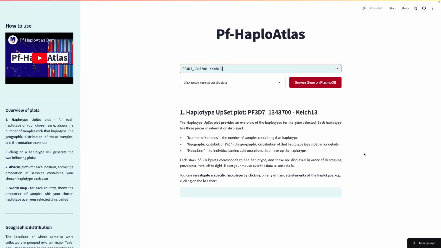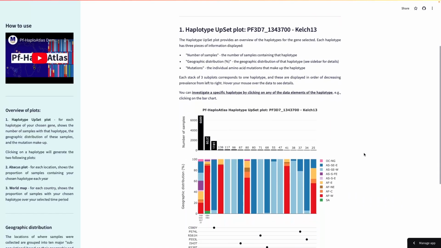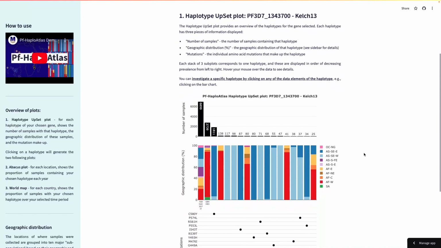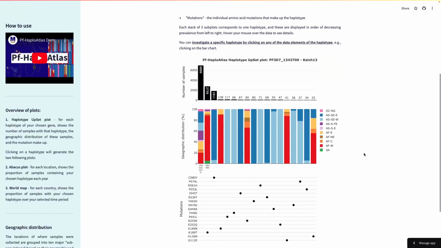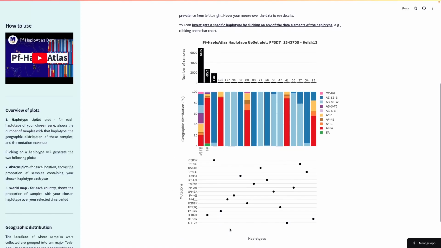Once a gene is selected, the app generates the first of 3 plots. This plot is known as the haplotype upset plot, and it gives you a broad overview of the haplotypes that were observed for the gene selected. If we take a closer look, you'll see that there are 3 subplots stacked on top of each other. In fact, each of the columns of data in this plot represents one haplotype, and each haplotype comes with 3 pieces of valuable information. Firstly, we can see how many samples in the data had this haplotype. We then can see the geographic distribution of the samples containing this haplotype. And finally, we can see the mutational composition of this haplotype.